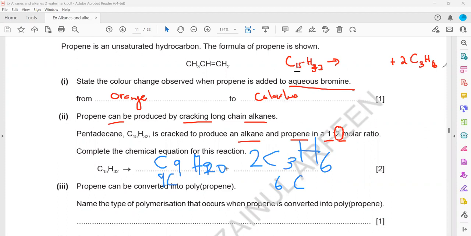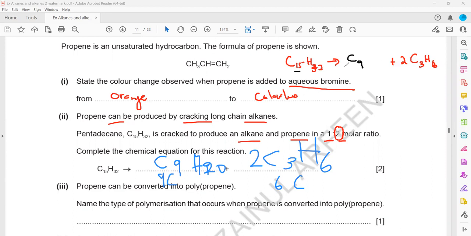There are total 15. Out of 15, we use 6 carbon. So how many carbon are we left with? 9. Because if you see, 3 multiplied by 2, 6 carbons are used. Out of 15, 6 carbon are used here. So how many are we left with?